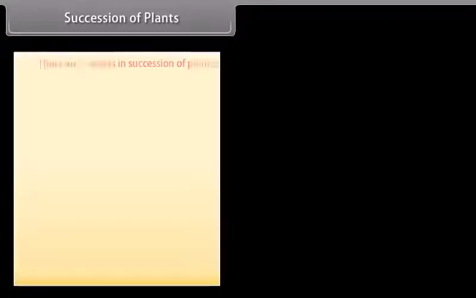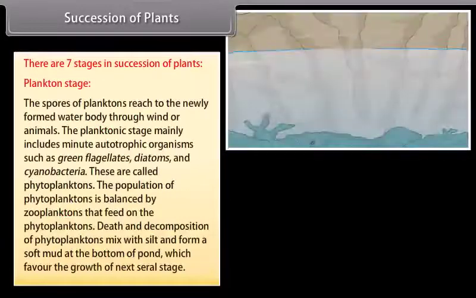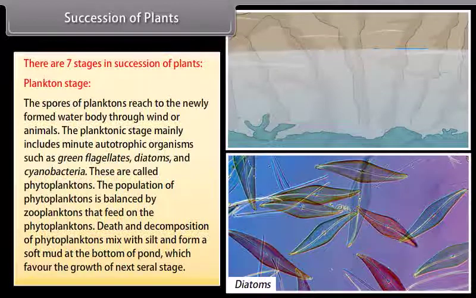Succession of plants. There are seven stages in succession of plants. Plankton stage. The spores of planktons reach a newly formed water body through wind or animals. The planktonic stage mainly includes minute autotrophic organisms such as green flagellates, diatoms, and cyanobacteria. These are called phytoplanktons. The population of phytoplanktons is balanced by zooplanktons that feed on them. Death and decomposition of phytoplanktons mix with silt and form a soft mud at the bottom of the pond, which favors the growth of the next seral stage.